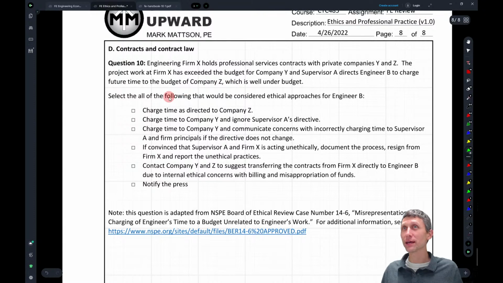So, select all the following that would be considered ethical approaches for engineer B. So what should engineer B do? What should you do? I mean, honestly, this might happen to you. You're working on a project.